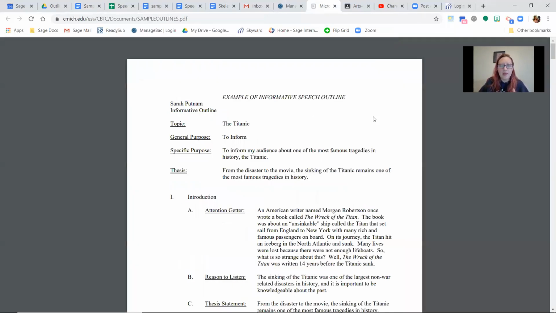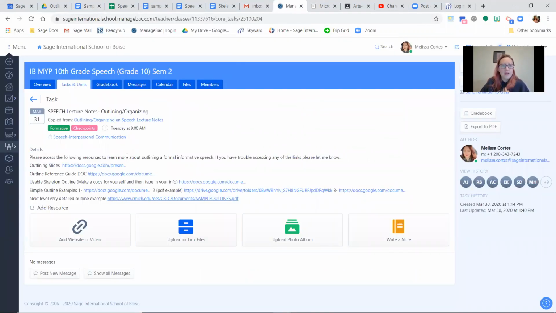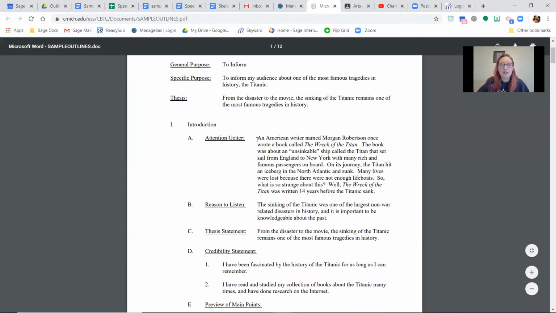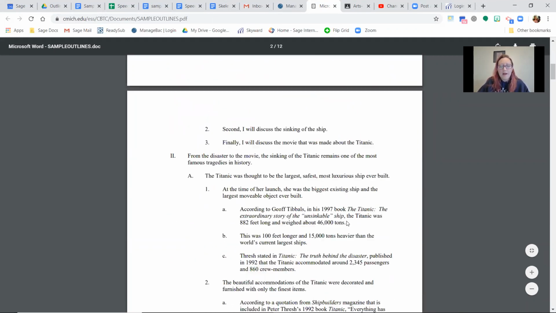This was one that I linked in the outlining lecture notes. It's called Next Level Very Detailed Outline Example. This is not one of mine, but it's just another example. Like, this is essentially the person's entire speech script written in outline form. So they have each of their indicators, and they even have extra indicators that I'm not asking for.